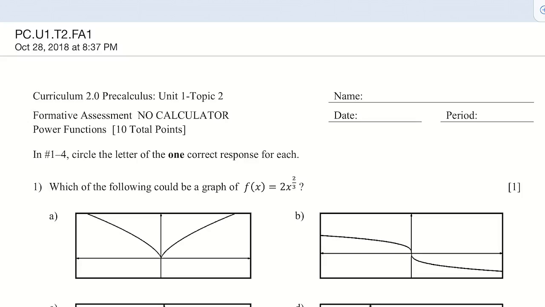Hello and welcome to part two of my pre-calculus progress check review. Today we're going to be talking about progress check unit 1, topic 2, formative assessment 1.